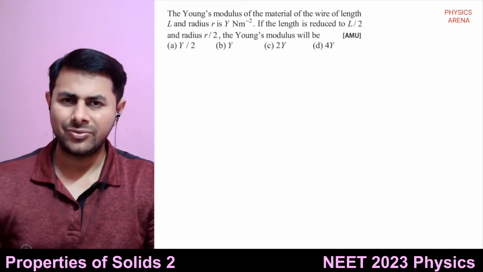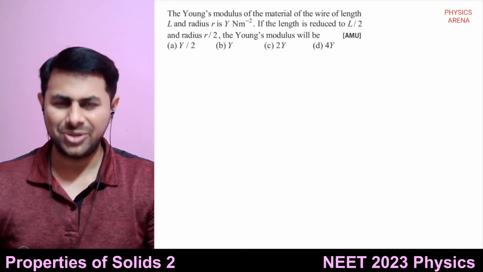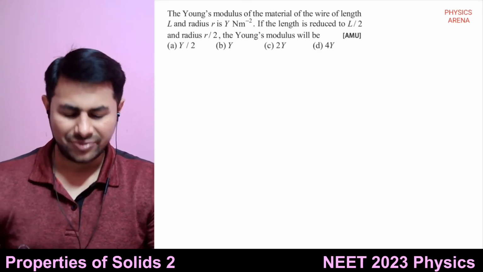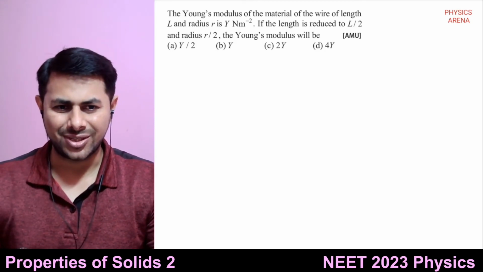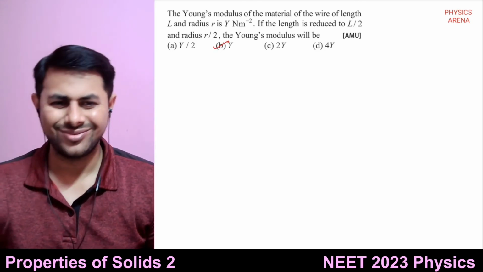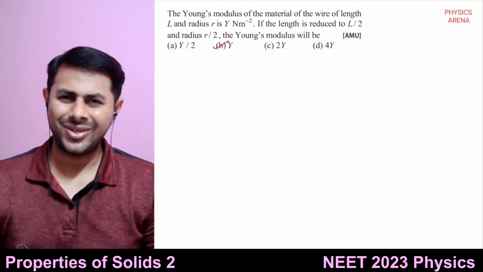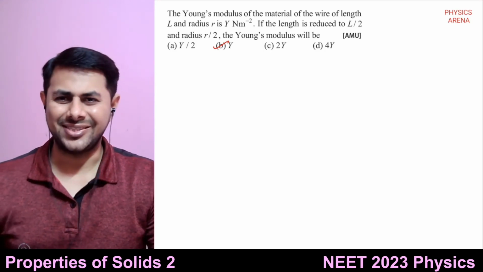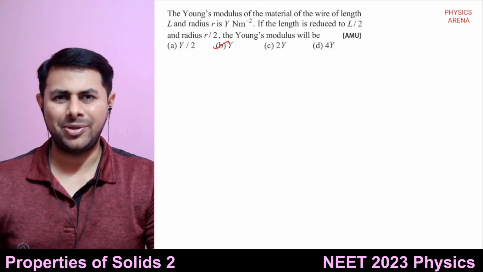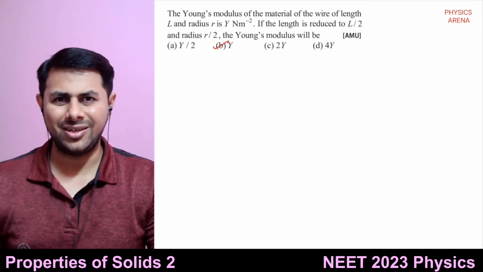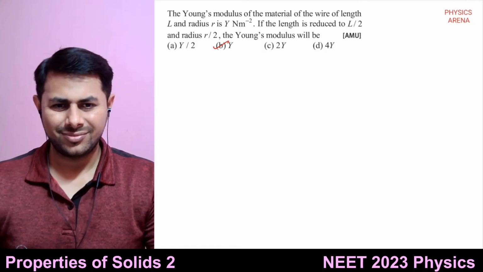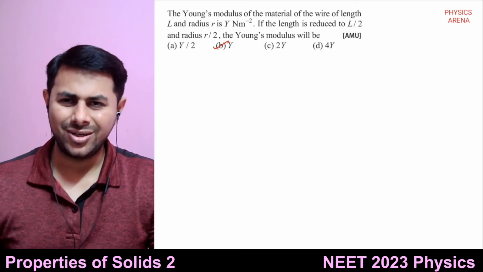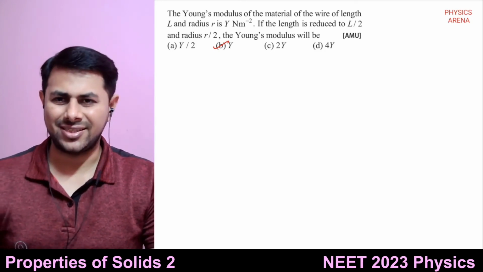Young's modulus of a wire is Y. If length is reduced to L by 2, radius to R by 2, what will be the resultant value of Young's modulus? This is the question. It's a property of the material, not of a wire of particular length and radius. So it will remain as it is. Young's modulus is a property of material. For a fixed material, it will be fixed. It does not depend on length or area of cross section, etc.